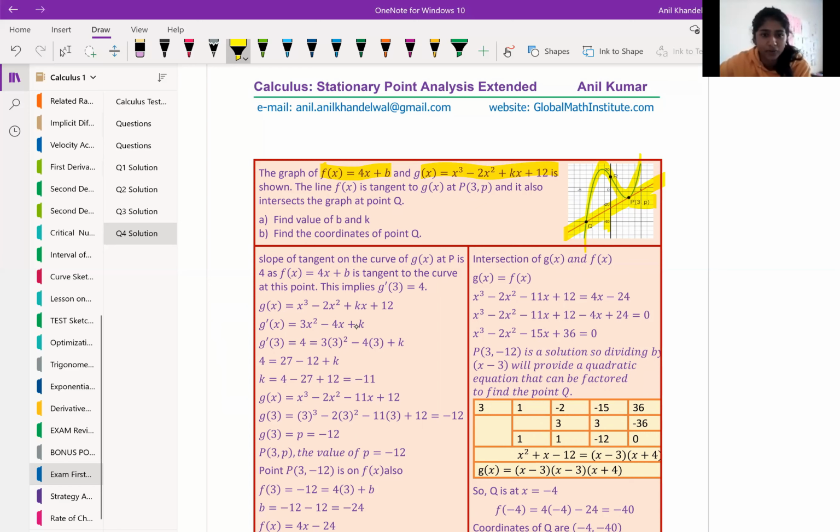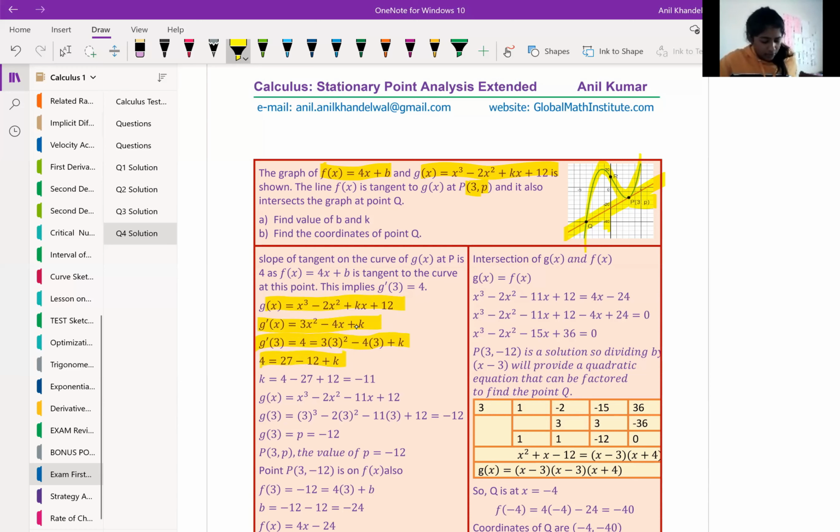Kind of, yeah, four unknowns. So what I did was I started by finding the derivative of g of x, because that's the curve, right? Yes. So I found the derivative, which is 3x squared minus 4x plus k. That's correct. And because we know there's a point on the curve, which is 3p, we know what x is. So that was handy. I just subbed 3 into the derivative, and I got 27 minus 12 plus k equals 4.